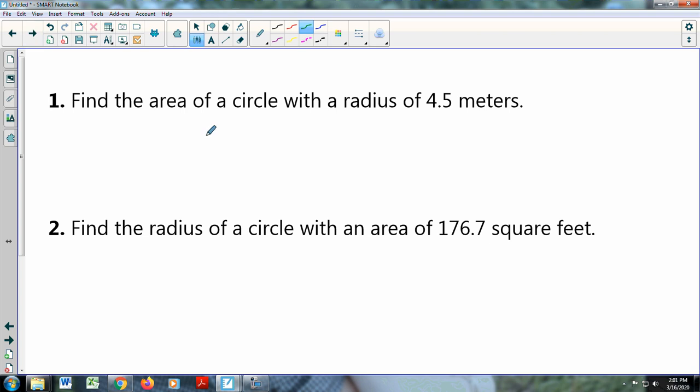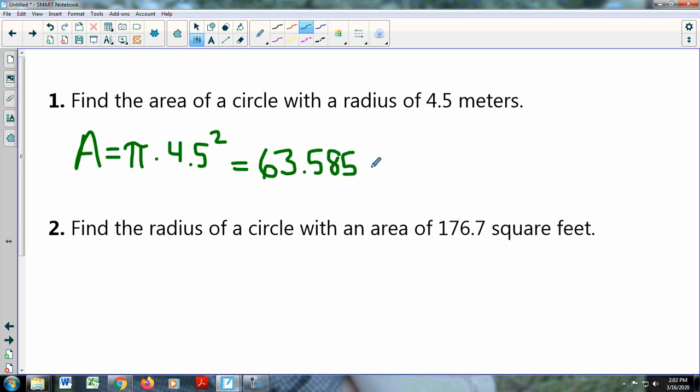Now we need to find the area of a circle with a radius of 4.5 meters. So we're going to start area equals pi times 4.5. I don't need to put my label there, but I should put my squared up top. Because they just said find the area, I can type this all in my calculator at once. 3.14 times 4.5 squared, I get 63.585 meters squared.